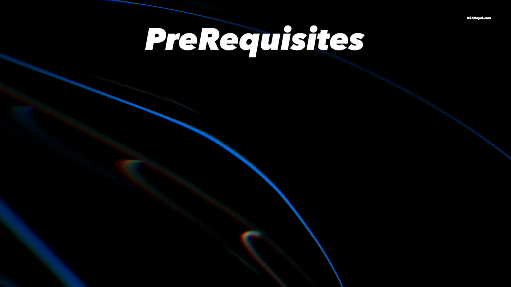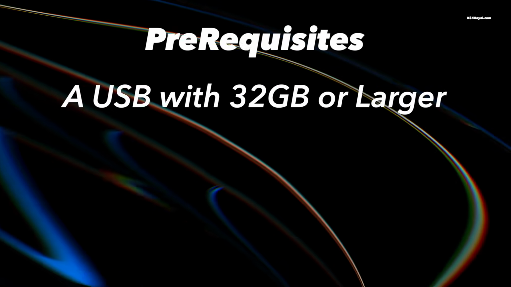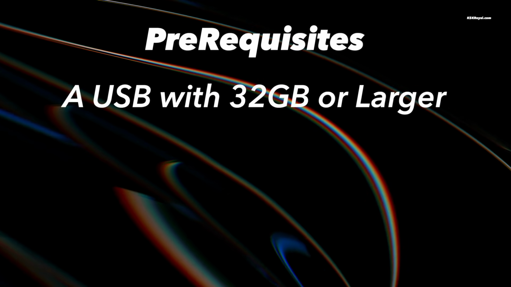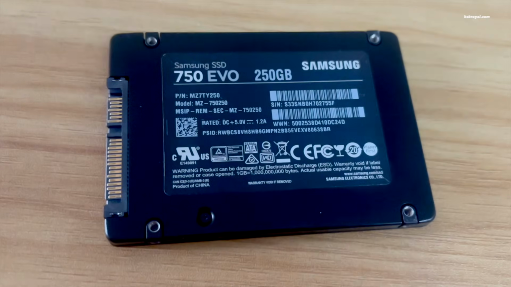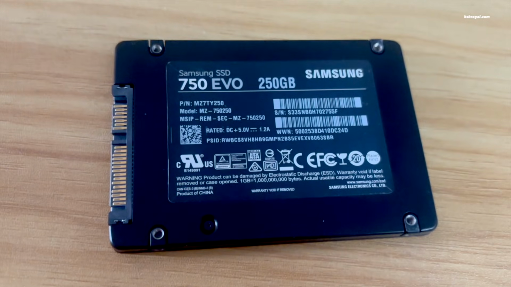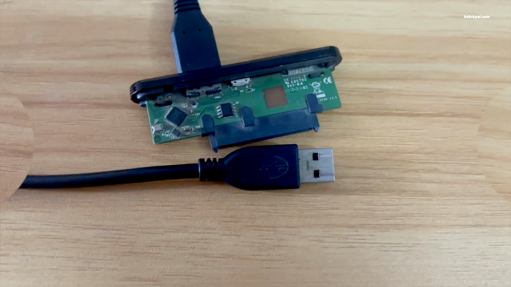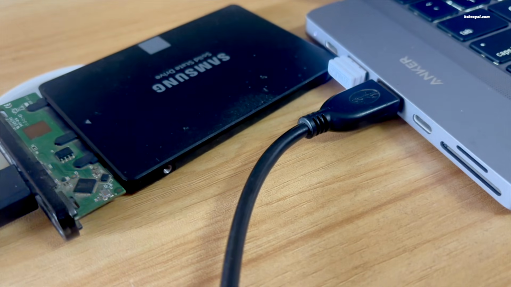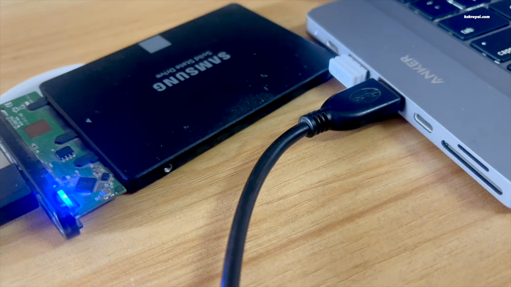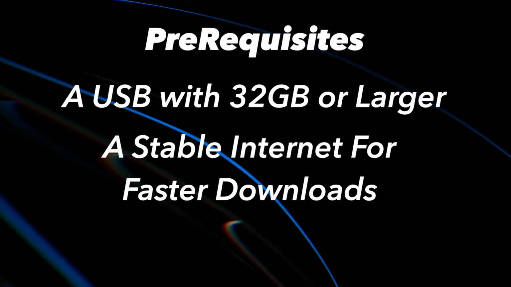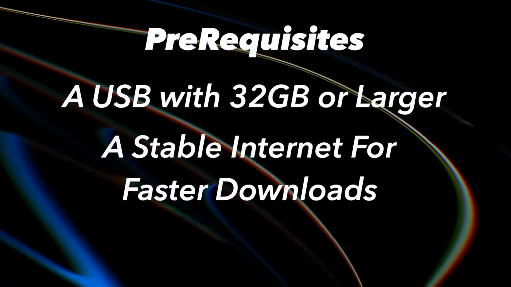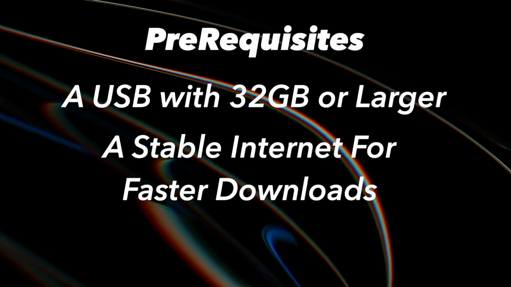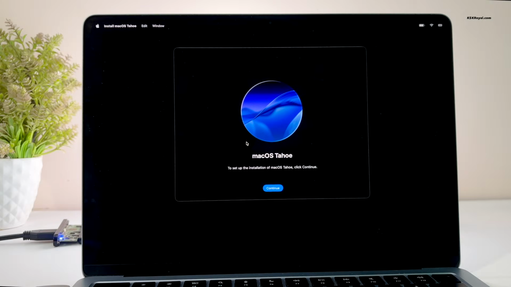The only requirement for this process is a USB drive that's at least 32 GB or larger. In my case, I'm using a 250 GB external SSD for faster speeds. Now keep in mind, everything on this drive will be erased, so make sure you back up anything important. You will also need a stable internet connection to download the macOS Tahoe installer. Now that said, let's start by downloading the macOS Tahoe installer.